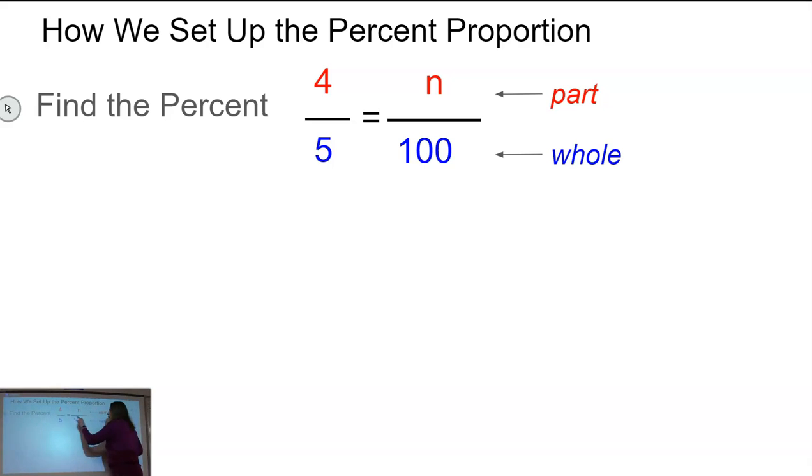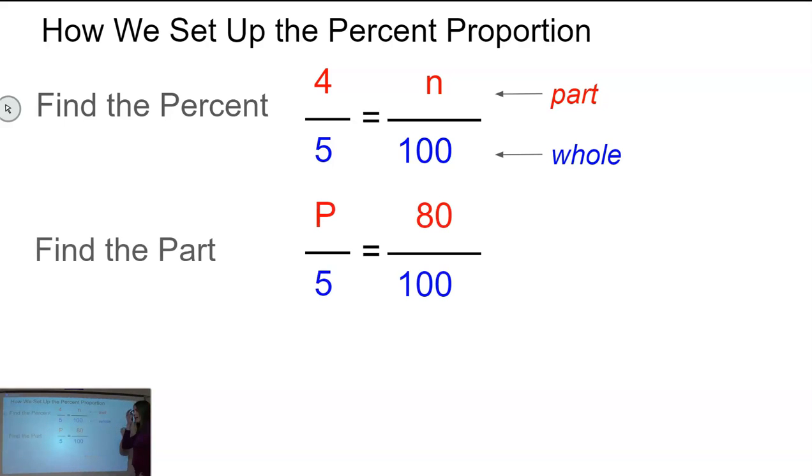Remember, the top of the fractions is a part. The bottom would be the whole. 100% is a whole, right? So 5 in this case would be the whole. To find the part, if you don't know the part, you know the percent. This would be 80%. So to find the part, you would do the cross product here and the cross product here and set them together. So these are the parts, and remember this is the whole.